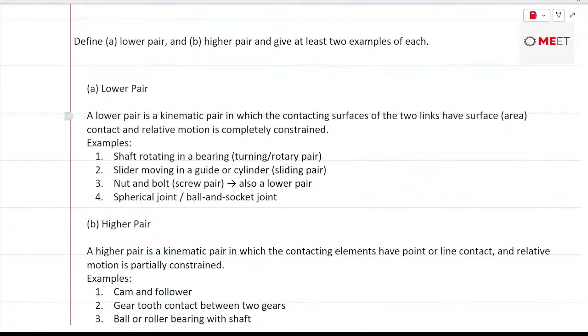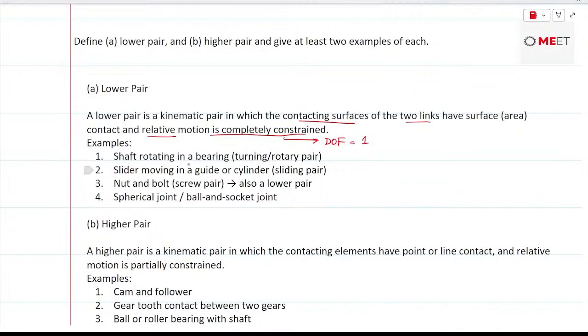Define the lower pair and the higher pair and give examples for each of the following cases. So a lower pair is a kinematic pair which has surface contact between the two connected links, and they have relative motion that is completely constrained. Relative motion which is completely constrained means there is only one motion in one direction, that is, degree of freedom is equal to 1.